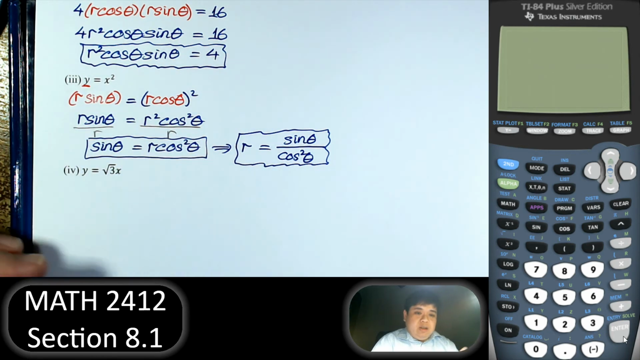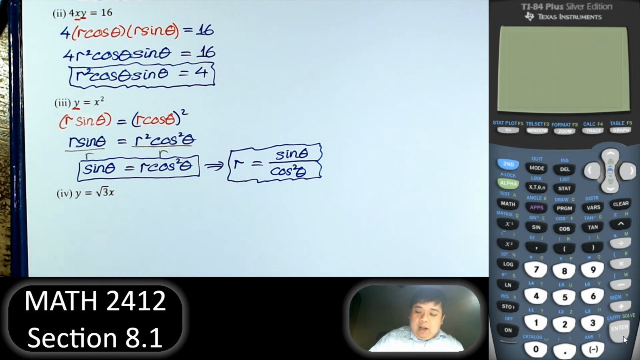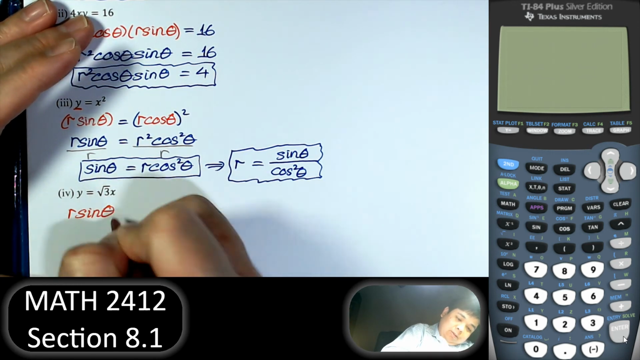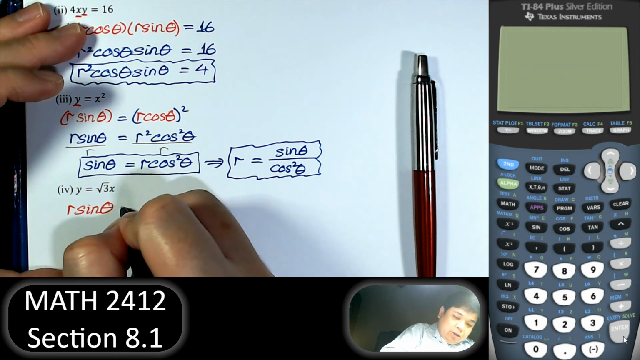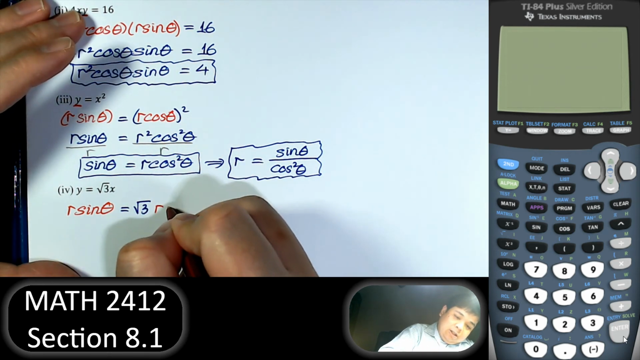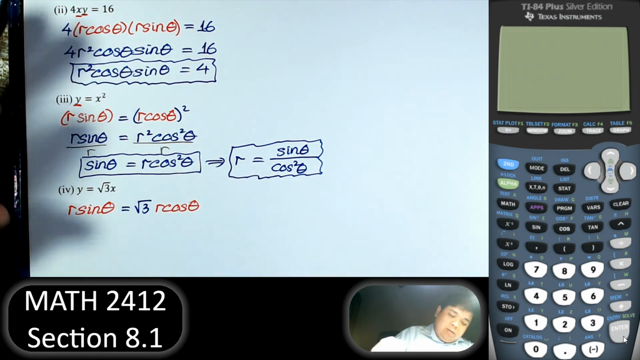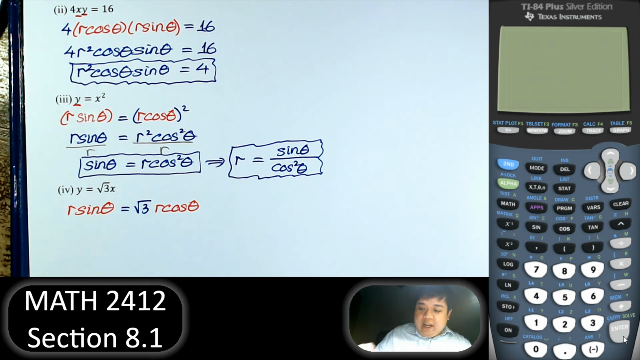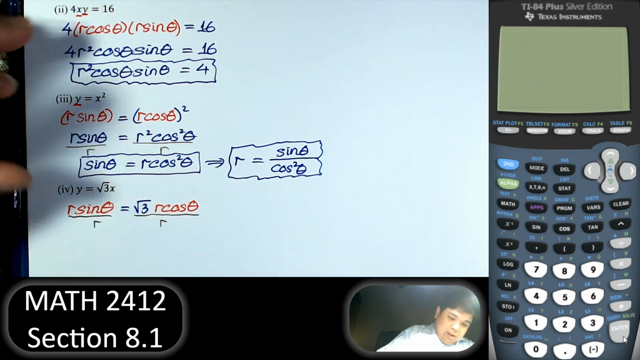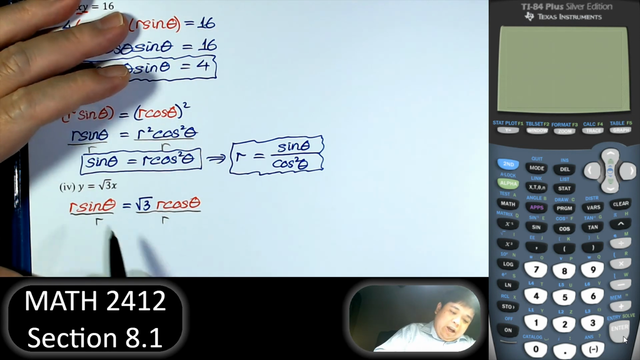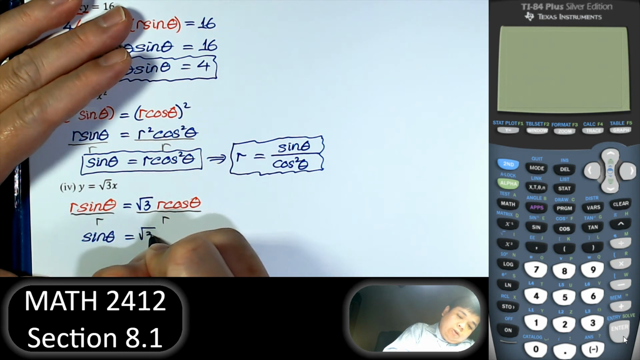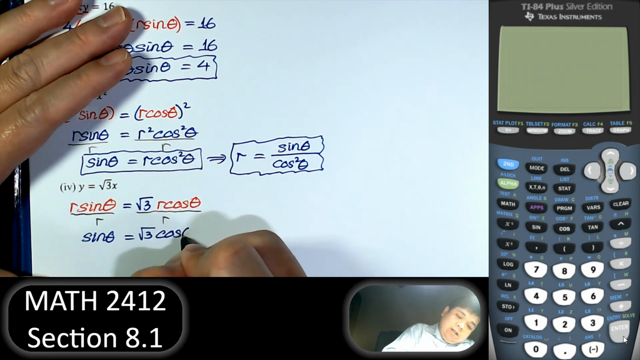Of course, we can just do what we have. Y is r sine theta, right? Equal to square root of 3 times x, and x is r cosine theta. Of course, we can divide by r on both sides. So we have sine theta equal to square root of 3 cosine of theta.